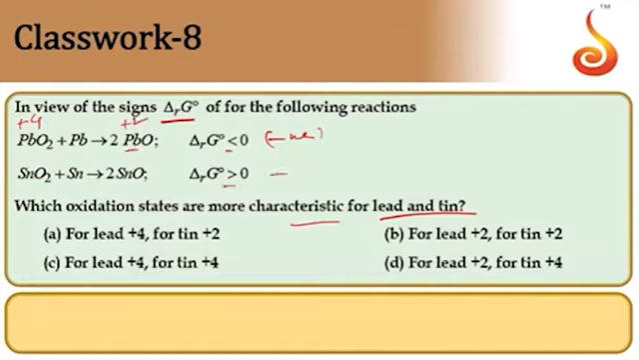And here it is a positive value, which means a non-spontaneous reaction. So +4 will not become +2 in this case, which means +4 itself is stable for tin. So lead +2 is stable, tin +4 is stable. So we can say +2 and +4. Option D is the answer for this.